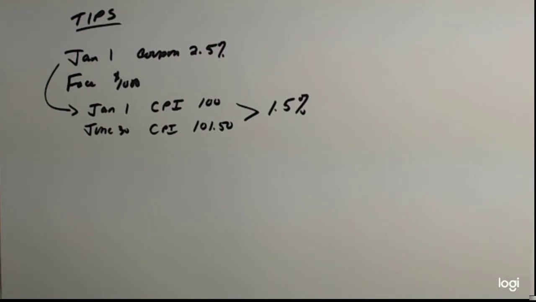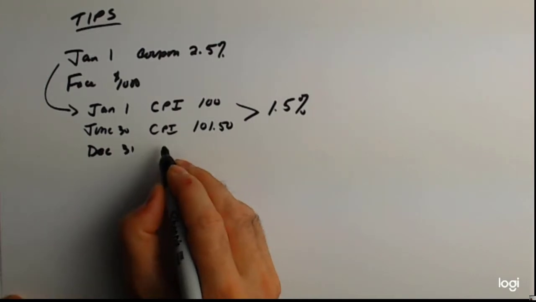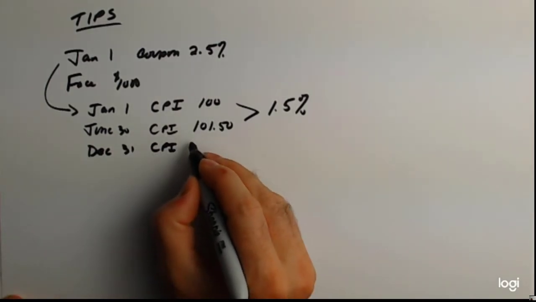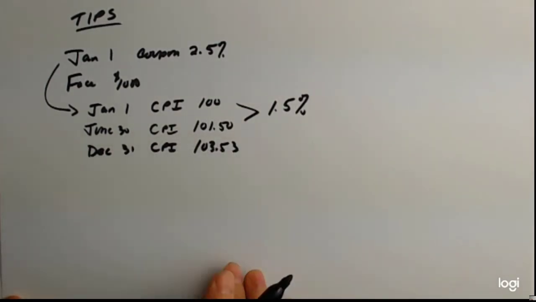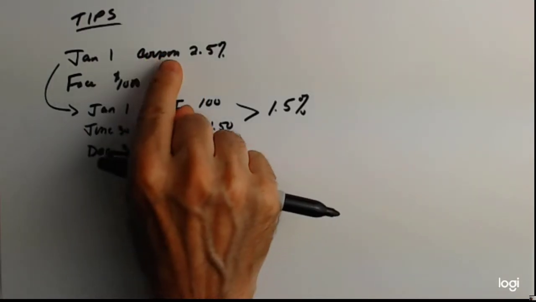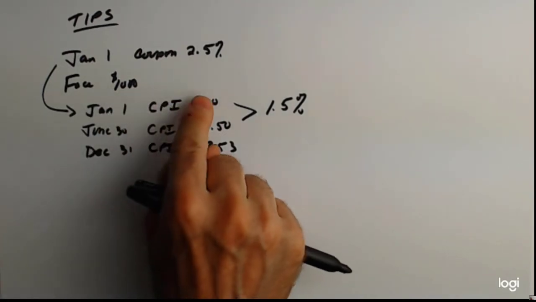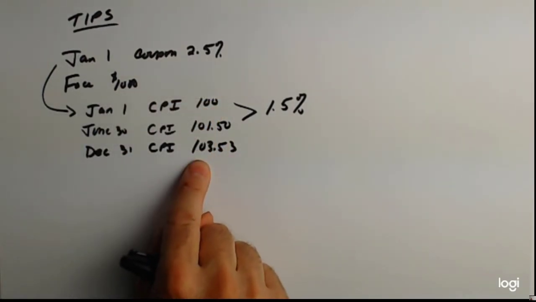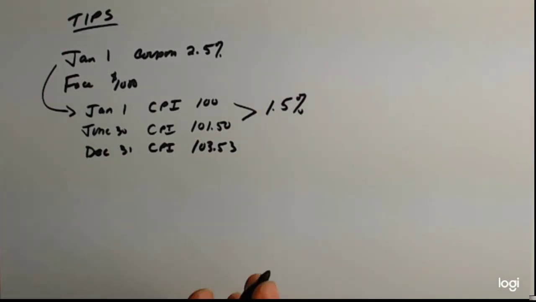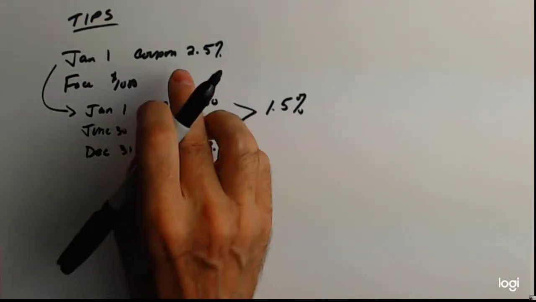Then we go one step further. Let's look at what happens when the CPI ends up being 103.53 at December 31st. So what we're going to do is look at a TIP bond, a Treasury inflation protected bond. It has a coupon rate of 2.5%, face value $1,000, and here's what's going on in the economy. Now let's look at how this bond is going to keep up with inflation.